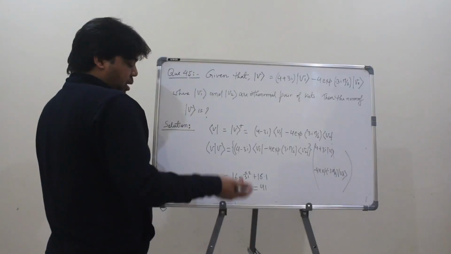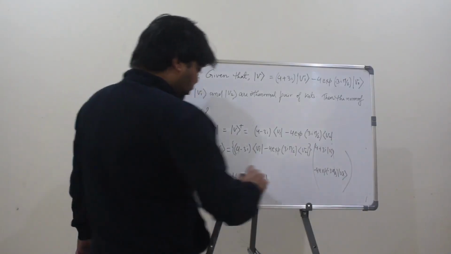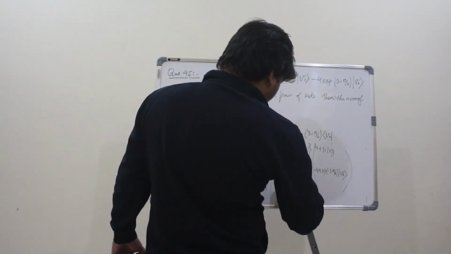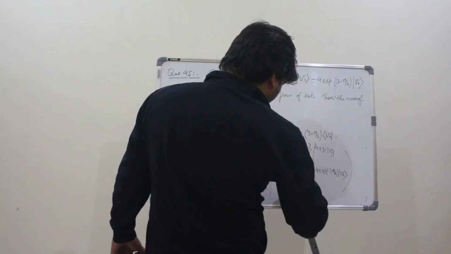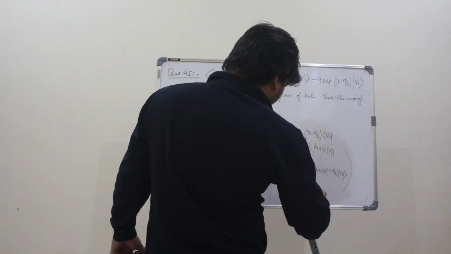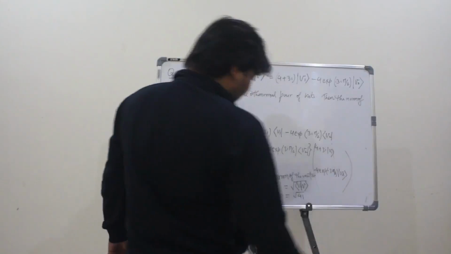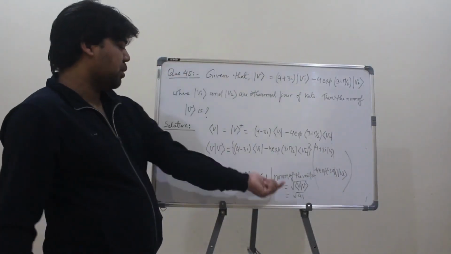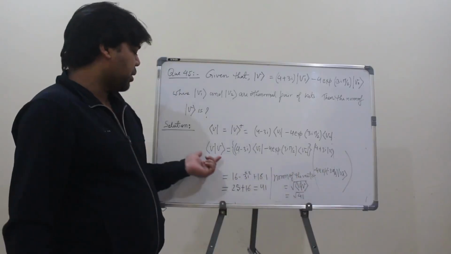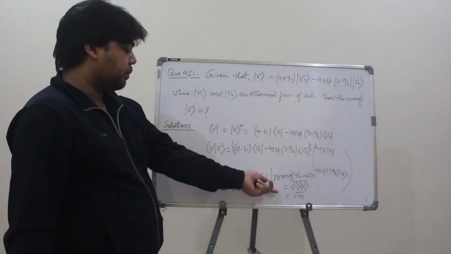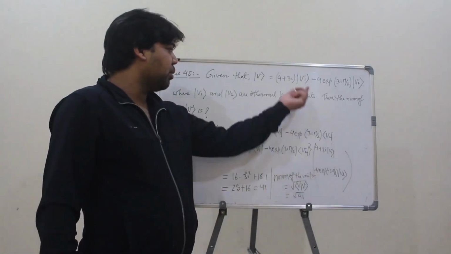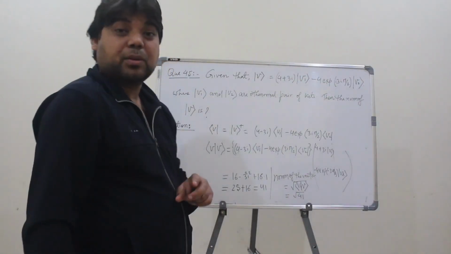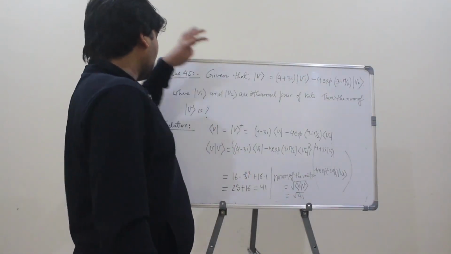Right? Now the norm is what? The norm is the root of the inner product. This is nothing but root 41. So this is the norm of the vector, taking the inner product and the root of that. Right? So if you divide by this value, each vector will be normalized.